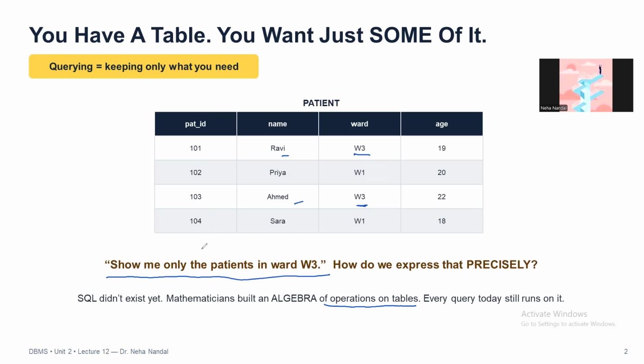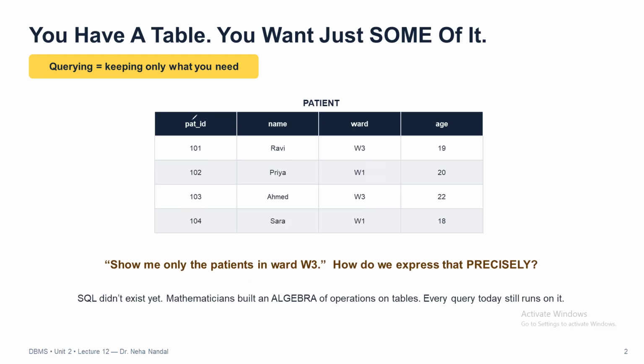Now see how we will express this. You now know what we want to retrieve: those patients who are part of ward number W3. I hope you understood the question. Please understand this table also. We have patient ID, which is our primary key. I hope you remember these things, I'm just making you recall. Then we have other attributes: name, ward, and age. Now let's move further.